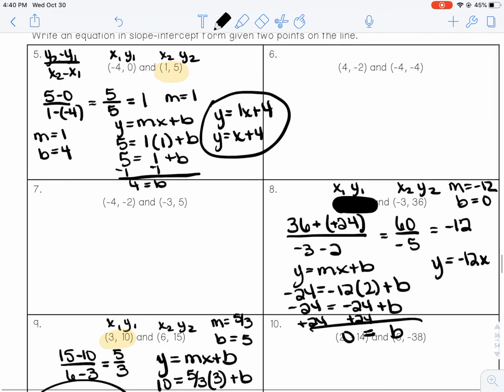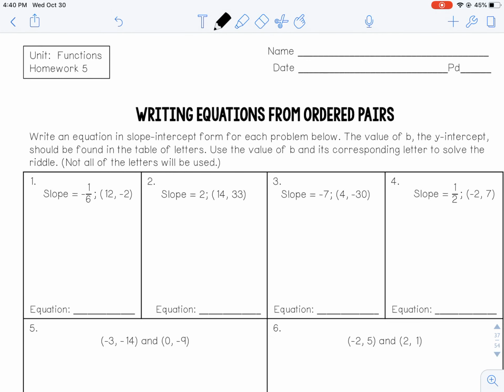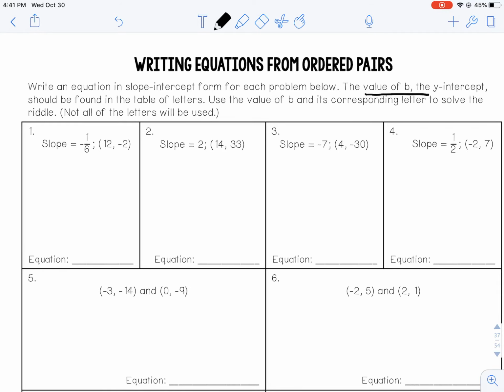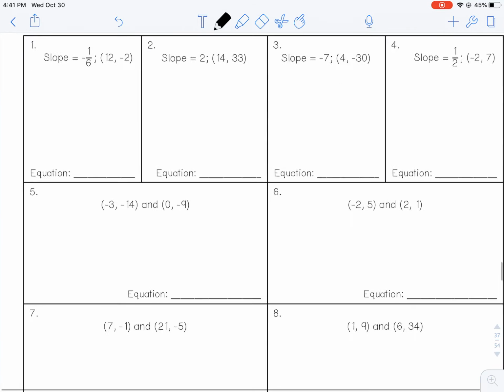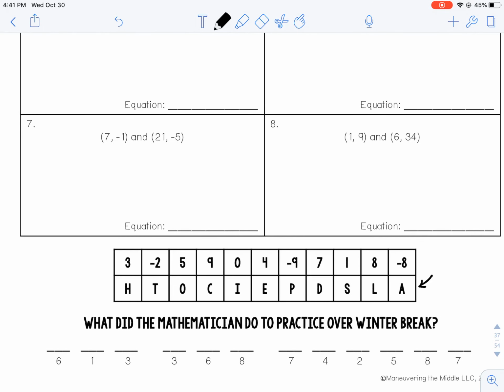Okay, so that's it with your prep work. As you're looking at it, whatever you find your answer is, it says look at the value of b, and it should be found in the table of letters. So whatever your answer is, you would come down here for b and match it up with whatever letter it is. Okay, so if it was -8, and I assure you number one is not -8, then you would go to 1 and put an A there. Again, I promise you it is not A.